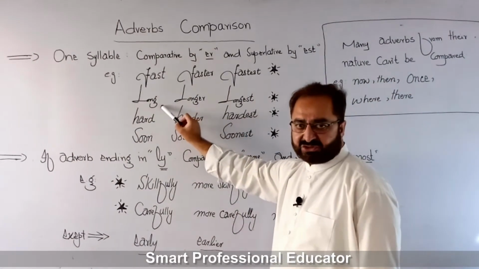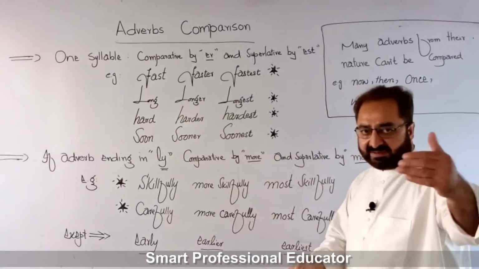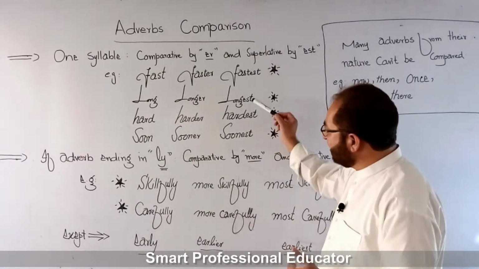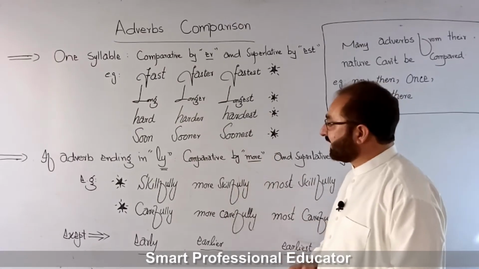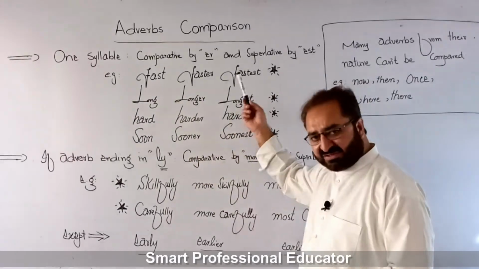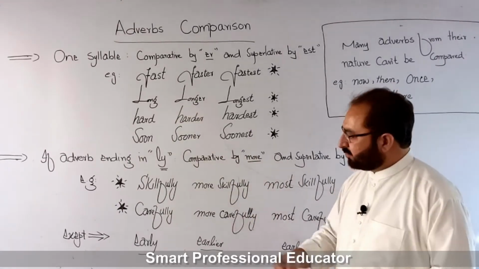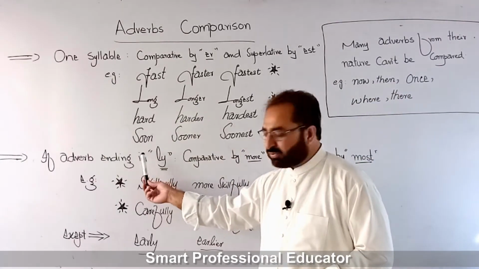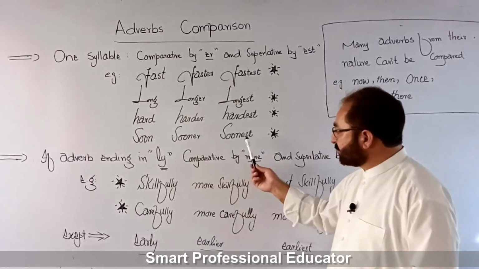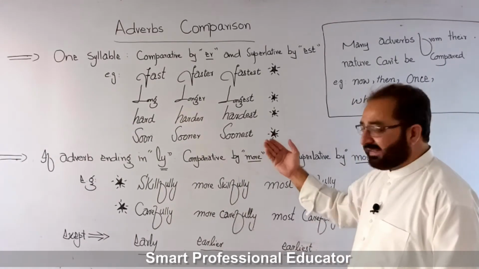Long is the positive degree of an adverb. Longer, by adding er, became comparative, so now we can make a comparison of two adverbs. And longest, by adding est, became superlative. Hard, harder, and hardest. The same is the case for all of them. Soon, sooner, and soonest. Soon is the positive degree; sooner, by adding er, is the comparative degree; soonest, by adding est, is the superlative degree of the adverb.